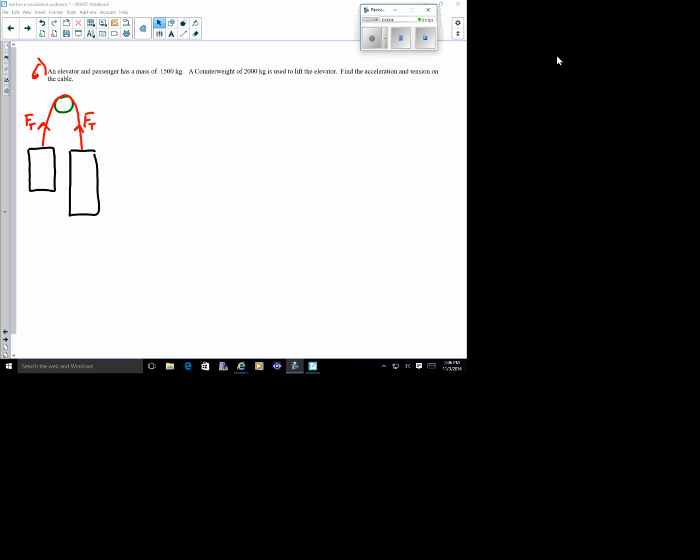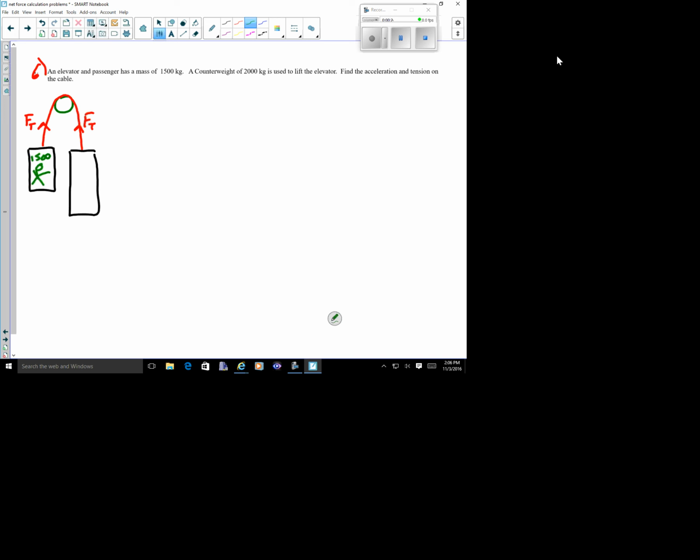Hi everybody, this is the last of the AP net force practice problems. This is actually number 6, where you have an elevator with a passenger in it. So here's my little passenger there. He's so happy to be in an elevator, he's got his arms out. And they weigh a total of 1,500 kilograms, not newtons, but kilograms.